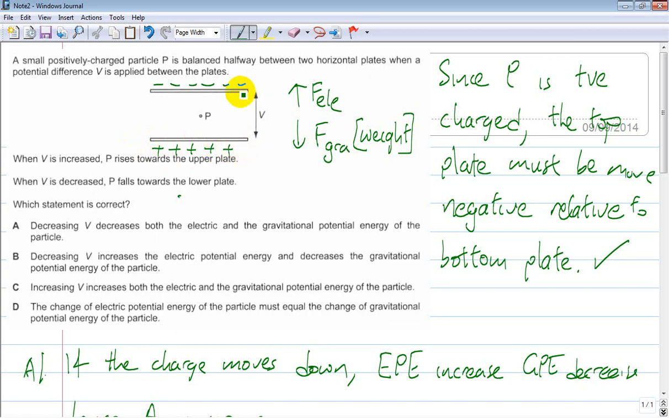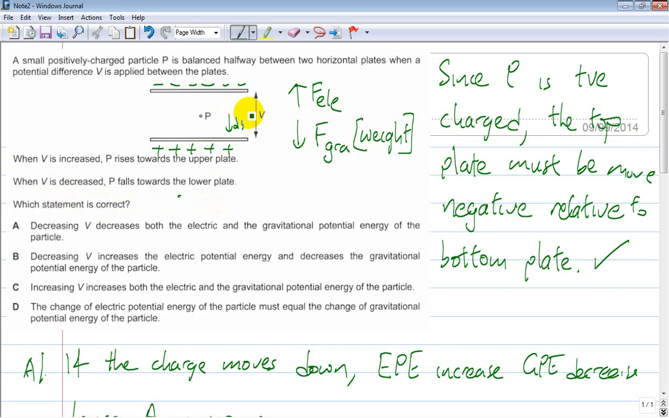When we are asked which of the statements is correct: decreasing V decreases both electrical and gravitational potential energy of the particle. According to the question, we can see what happens when we decrease V. When V is decreased, P falls towards the lower plate, so P's displacement will be down.